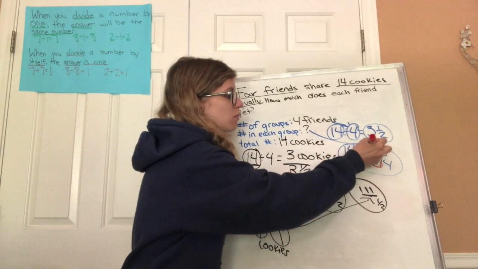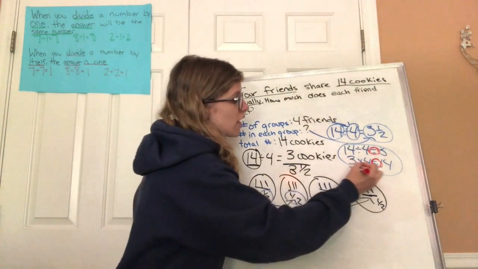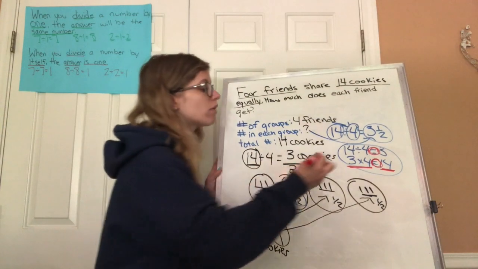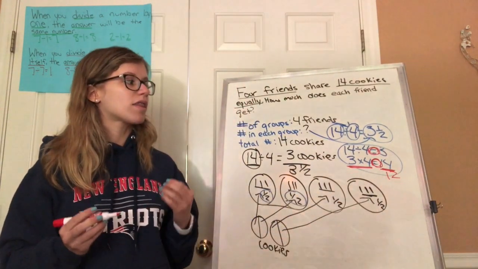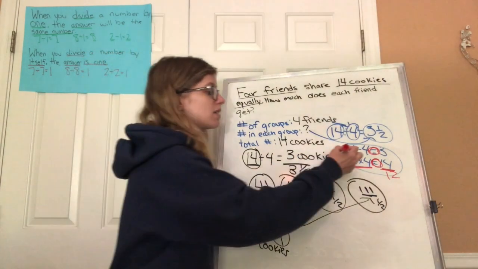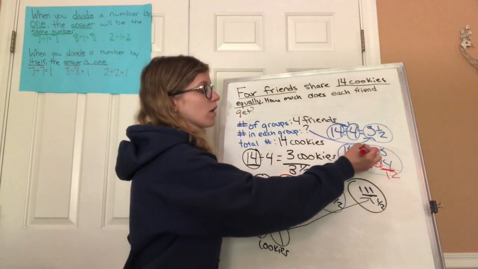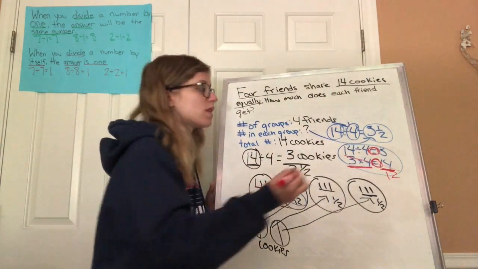An equal sign means that they need to be equal on both sides. That 3 times 4 needs to be equal to whatever is over here. And we know that 3 times 4 is equal to 12. So I can't say that 3 times 4 is equal to 14 because that's not true. Therefore, I also can't say that 14 divided by 4 is equal to 3 because that's not true. They're not equal on both sides.